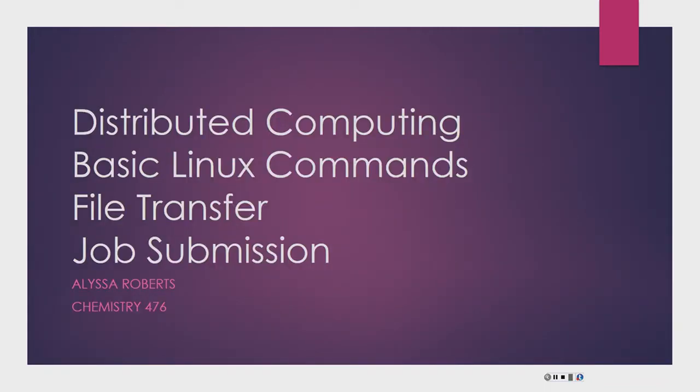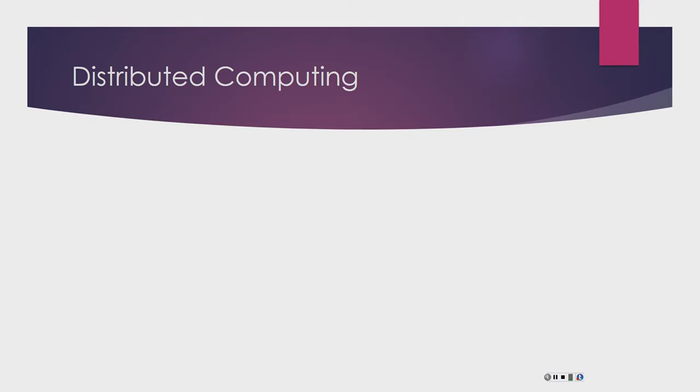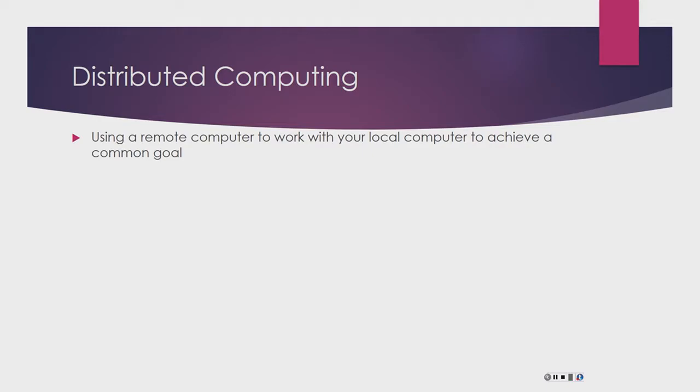Alright, so what I'm going to be talking about today is distributed computing, basic Linux commands, file transferring, and job submission. So, distributed computing is basically using a remote computer to work with your local computer to achieve a common goal. In our case, it's using our local computers to send a job to a supercomputer so that the supercomputer can do the computing and we can look at it on our computer, so that it's not all being done on our one local computer.